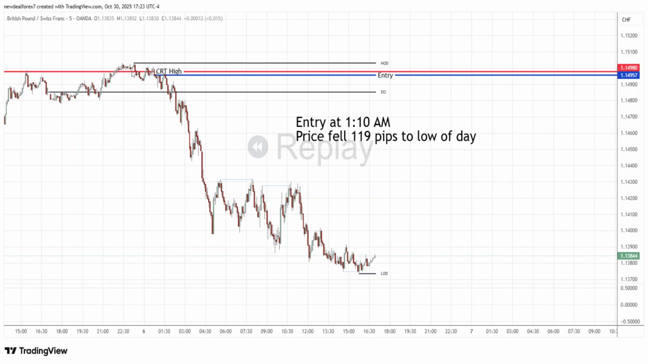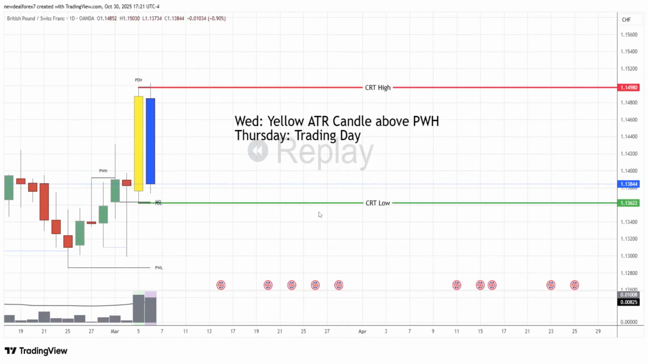Beautiful price action where price barely poked above the prior day high, closed back inside the range. Could have entered somewhere around 1:10 a.m. Like I said, I strongly recommend setting price alerts for these types of things. Don't watch the chart 24/7. And then price did tank. Fell 119 pips to the low of the day. So this went way beyond the middle of the range.